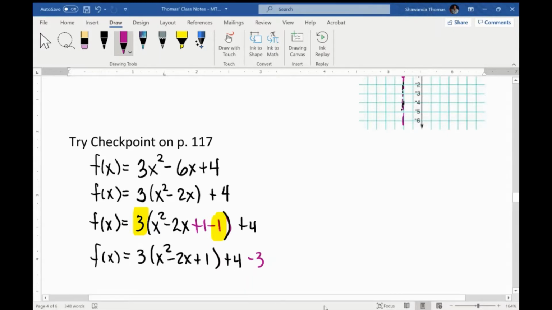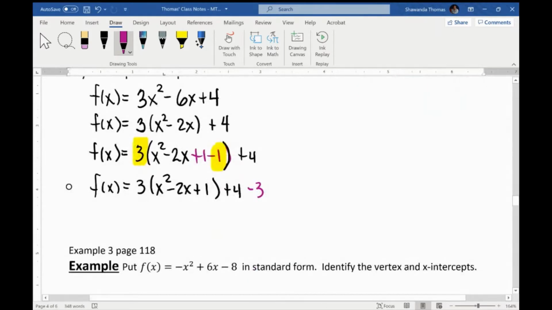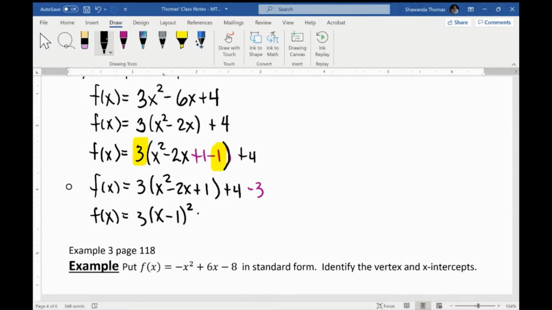You got to factor the trinomial. Yep. Back to the trinomial. Did y'all get 3 times x minus 1 squared plus 1? Put a 4 in the chat if you made it to the end. All right. A couple y'all made it.